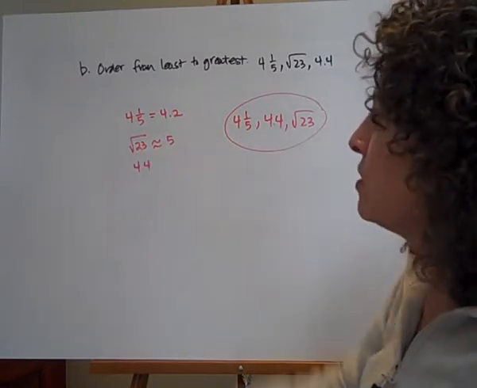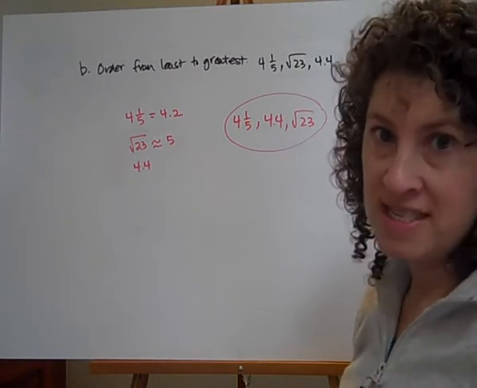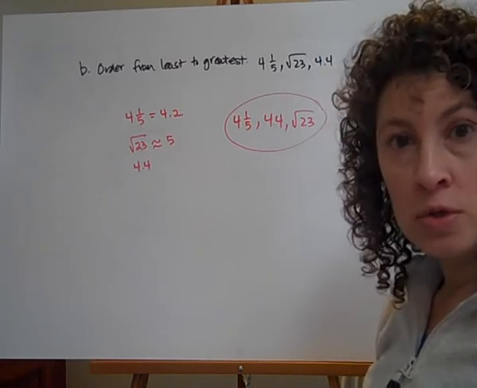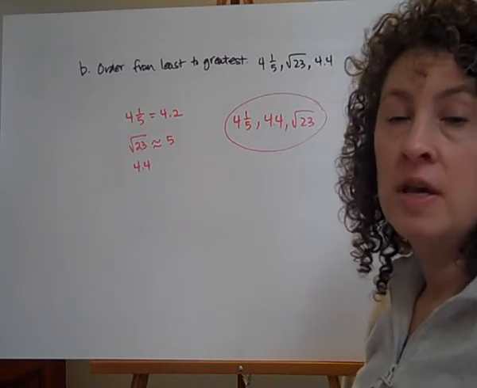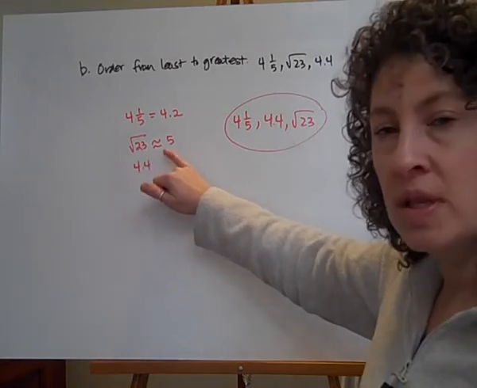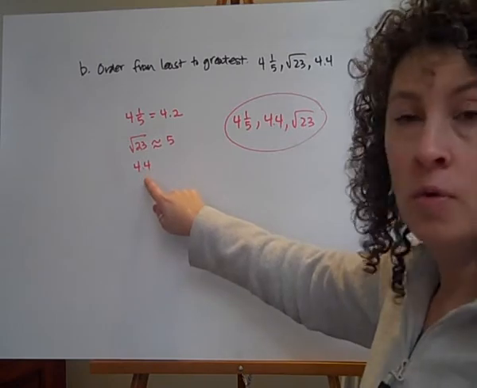My square root of 23, well, I know my square root of 23 is in between 4 squared, which is 16, and 5 squared, which is 25. But it's closer to the square root of 25 than it is to the square root of 16. So I'm going to say the square root of 23 is approximately 5. It's pretty close to that. And then I also have my last number here, 4 4/10.